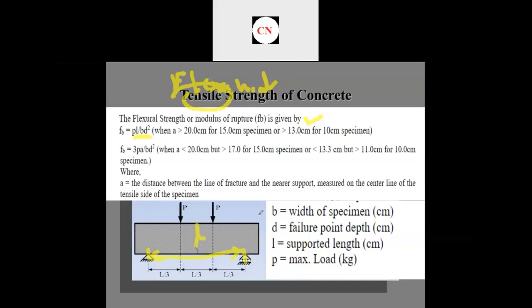B is nothing but the width of the specimen. D is nothing but the depth of the section.